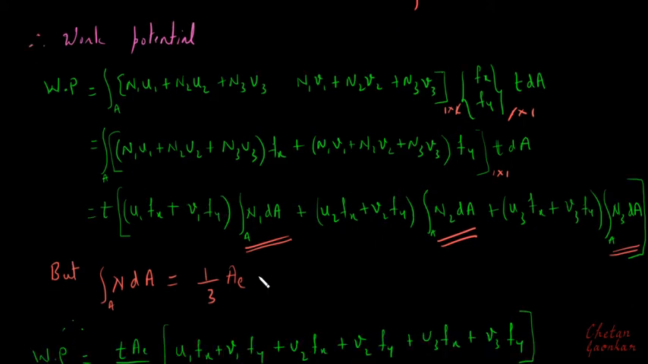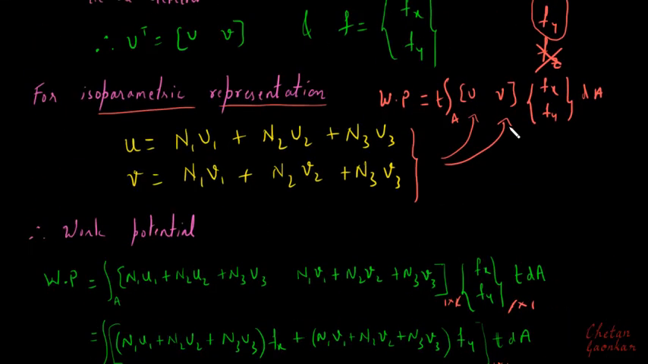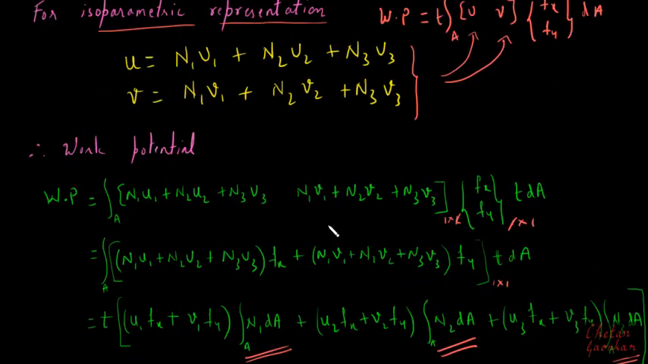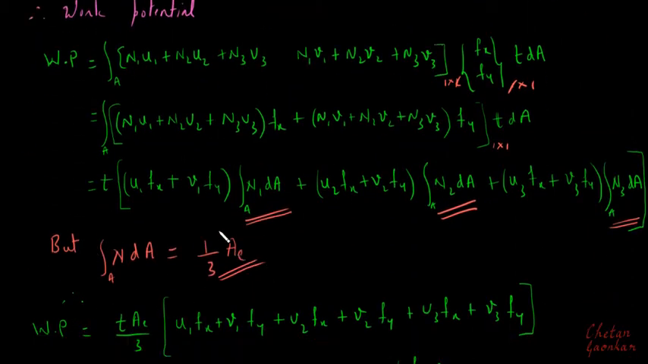Now at this stage I will use the property of integration, that is, the integration of any shape function with respect to area will turn out to be one third of the area of the element, one third of the area of this entire element. I won't be going into the detail of this proof. You may refer to any good textbook, but the integration of any shape function with respect to area will be one third of the area. And this will be true for all the shape functions, whether it is n1 or n2 or n3. So basically all these three terms, this first term, this second term, and this third term, will turn out to be one third of AE.